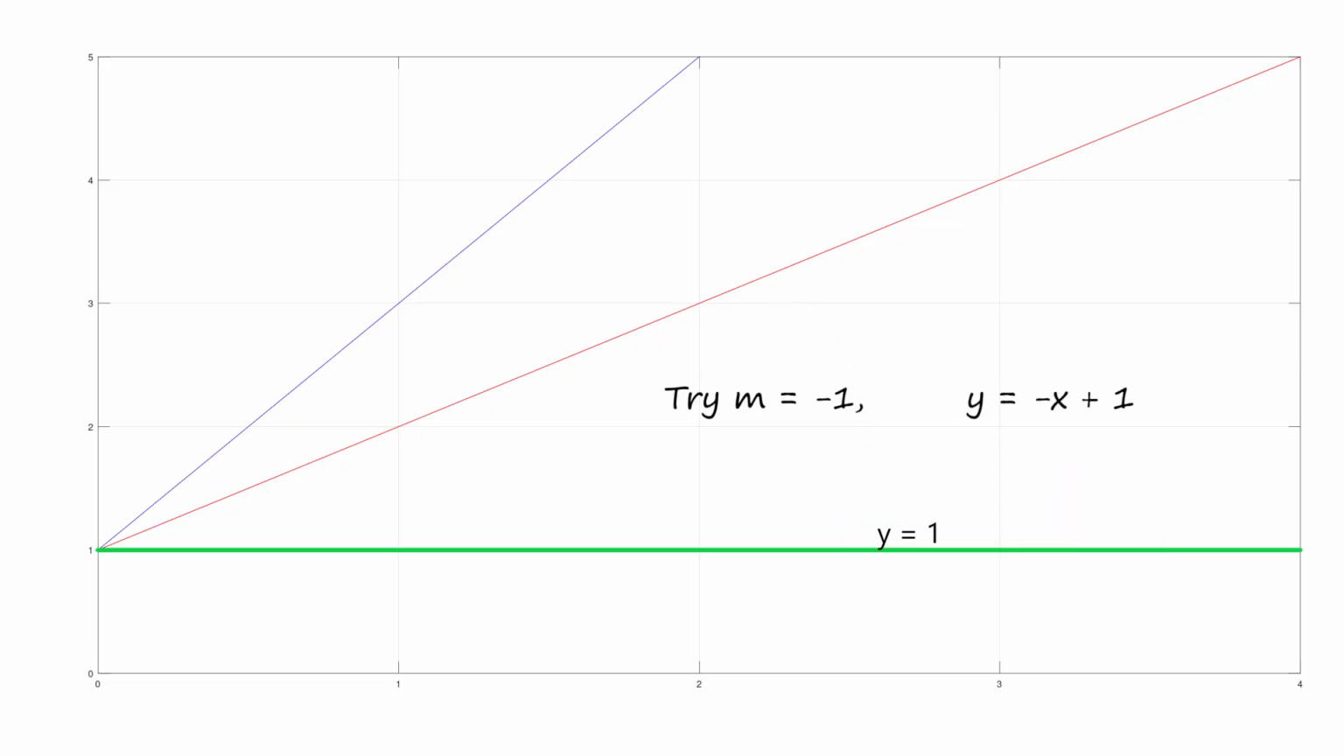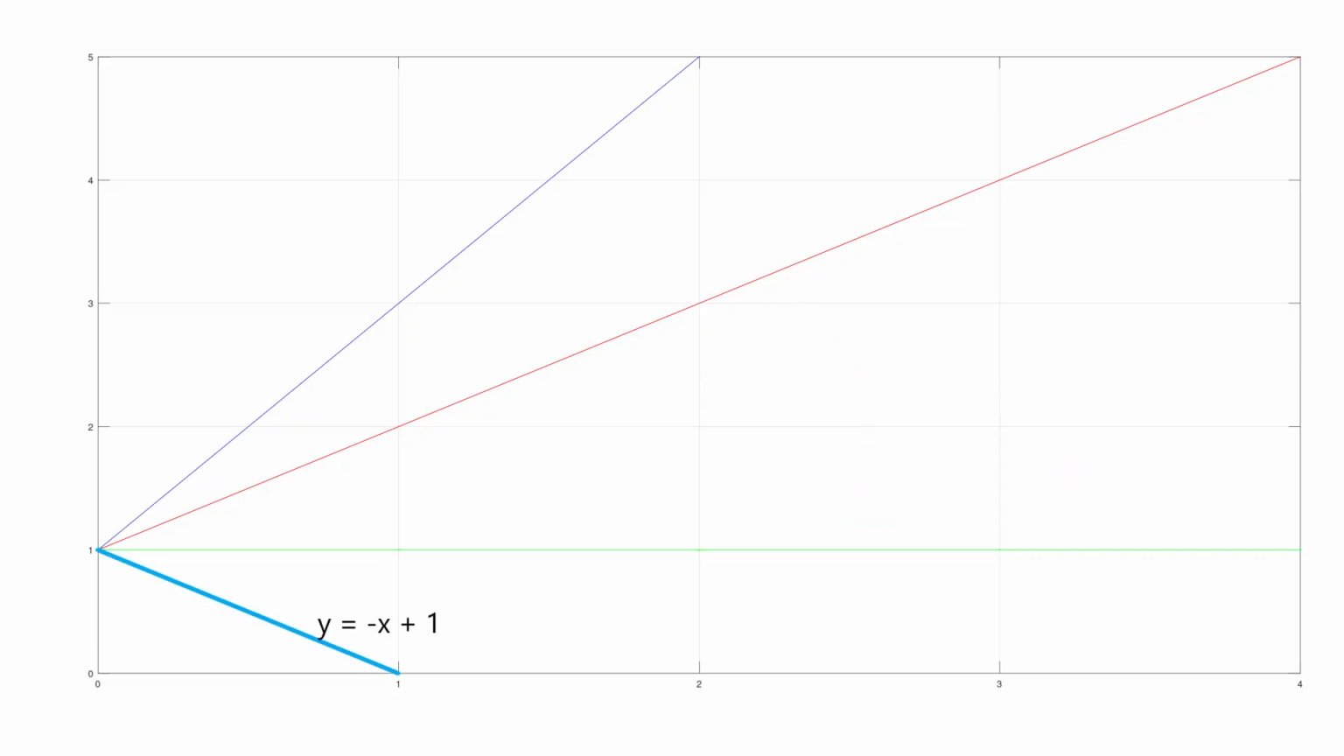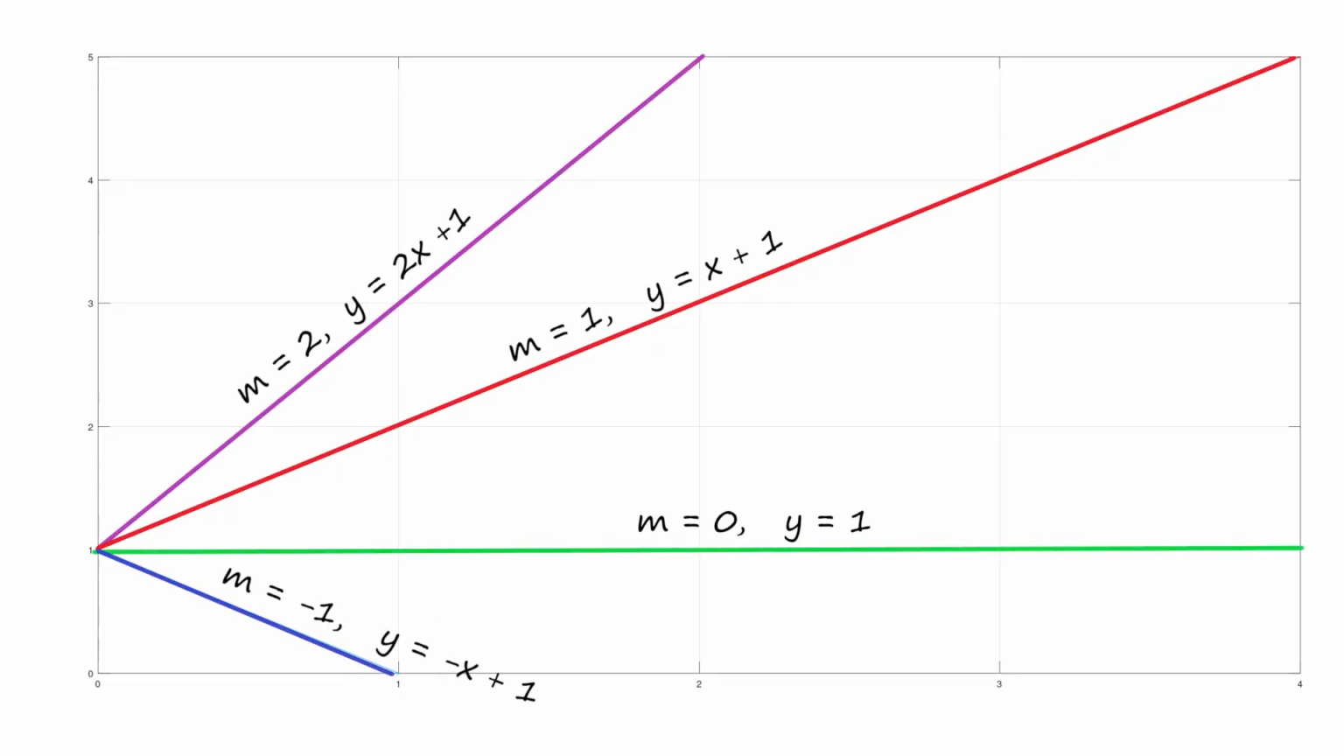Set m is equal to -1. The line does a backflip and tilts downward, as if it just realized it forgot to submit an assignment on time. Lesson learned? m controls how much drama the line brings: flat, climbing or diving.